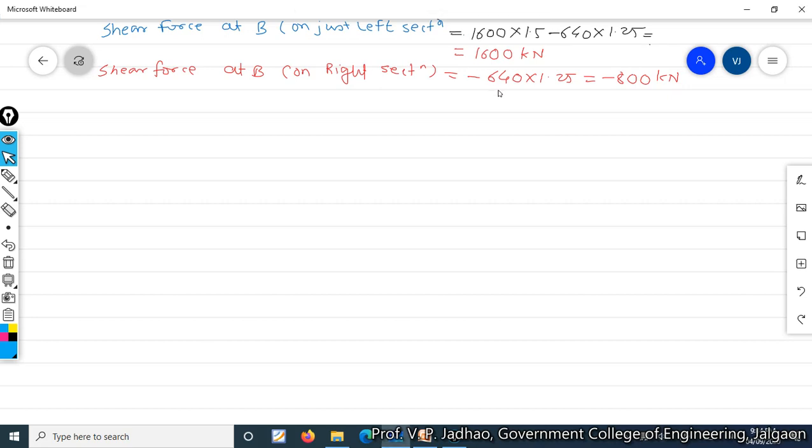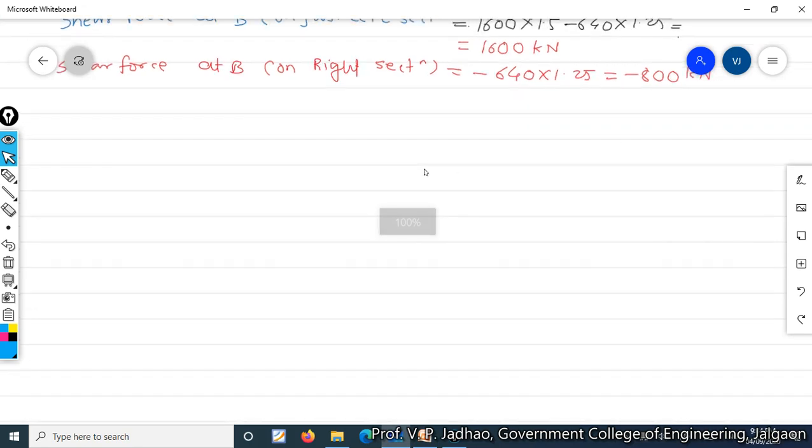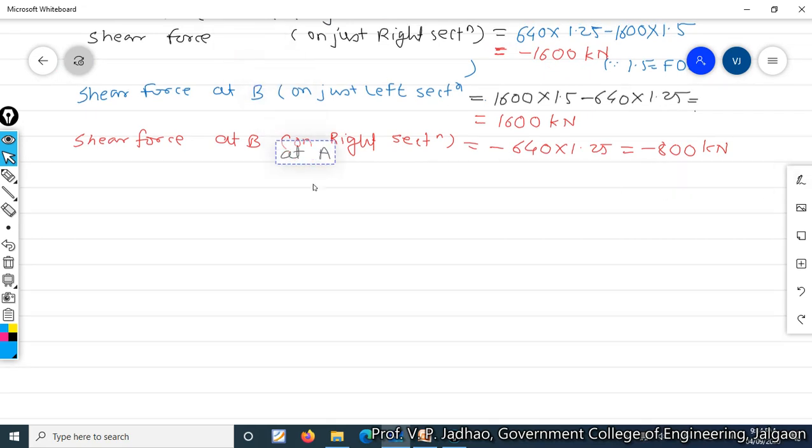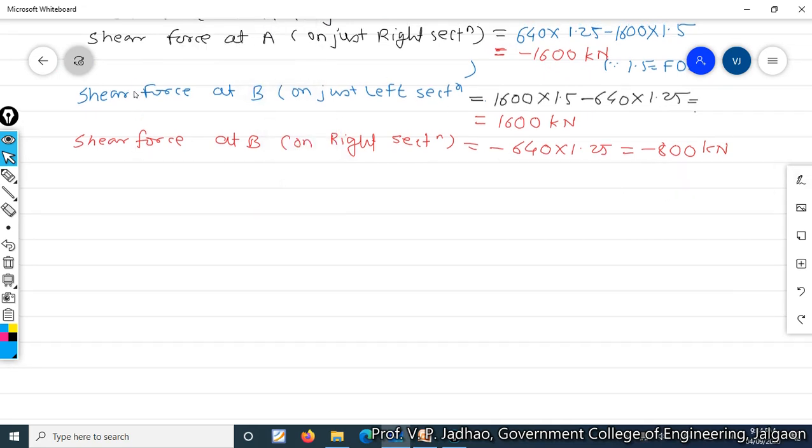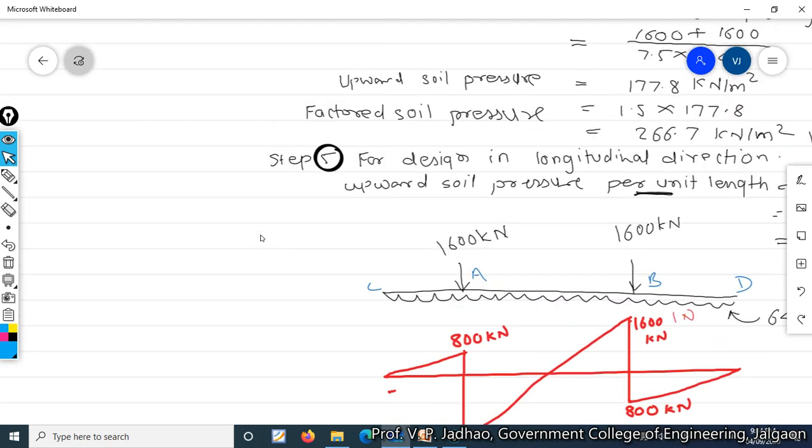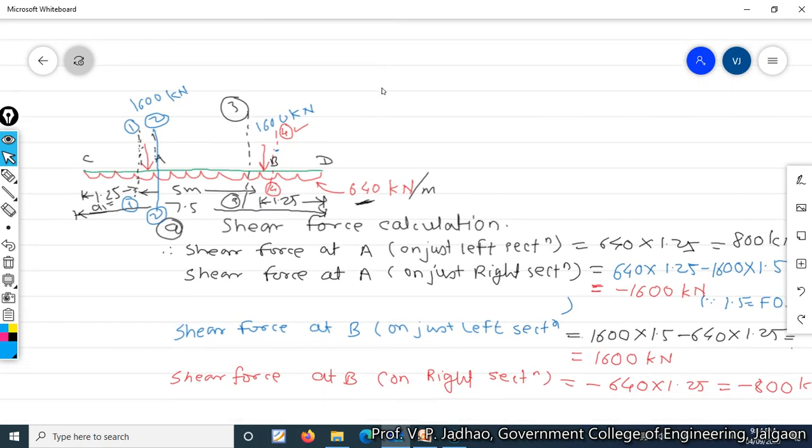So in the last lecture we completed the calculation of shear force for this particular design of combined footing. Now the next step, step number 5, I think. In that, a portion was the calculation of shear force.